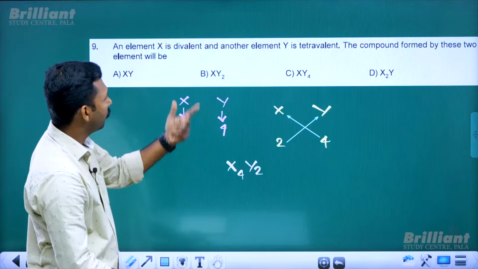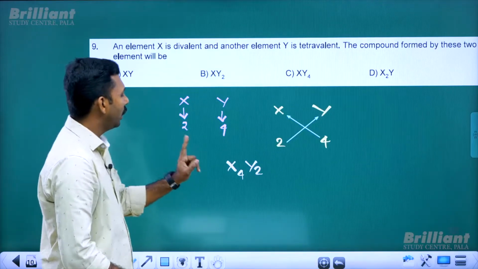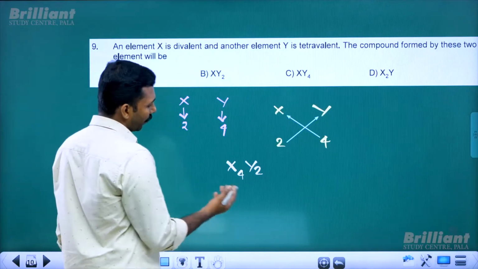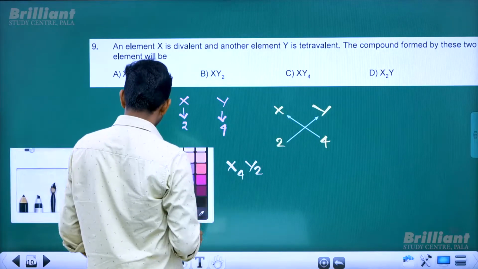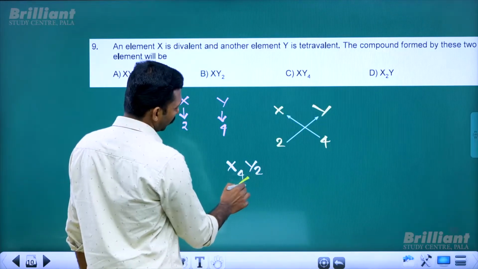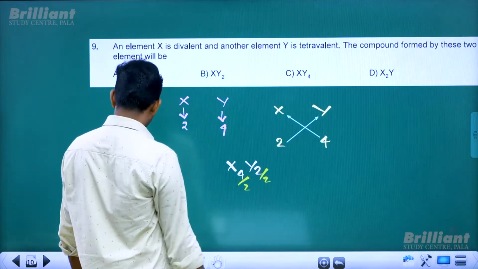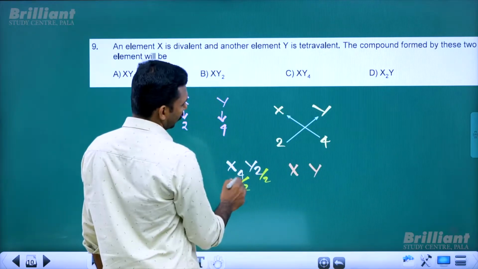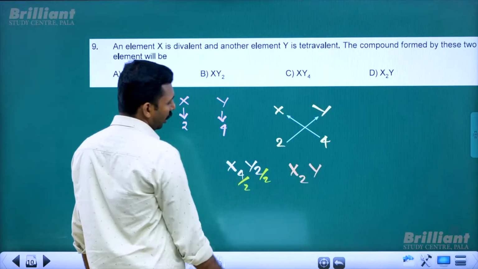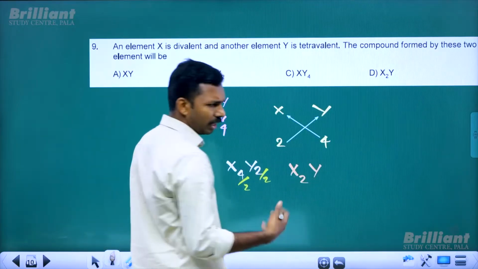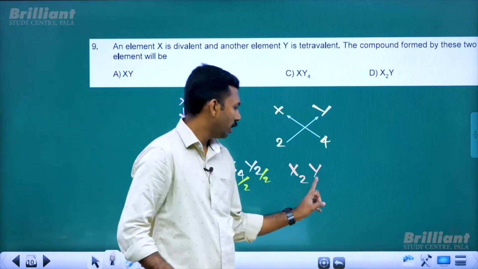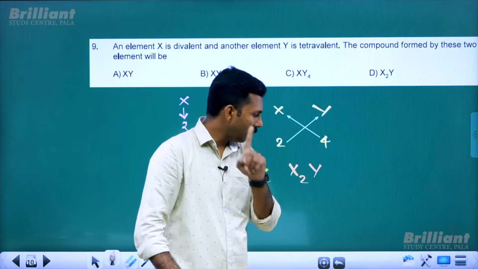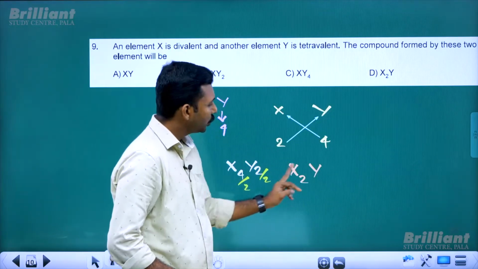Is there any such formula here? No. So there is an option to simplify these 2 numbers using a common factor. The common factor may be 2, so I am dividing 4 by 2 and 2 by 2. Now, what will be the result? Instead of 4 we can write 2, and instead of 2 we get 1, which we can leave blank, since writing nothing represents 1. So X2Y will be the formula.